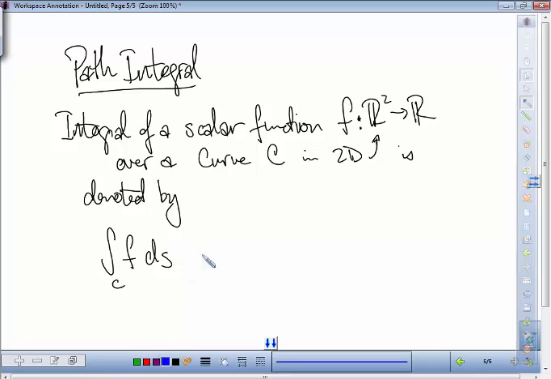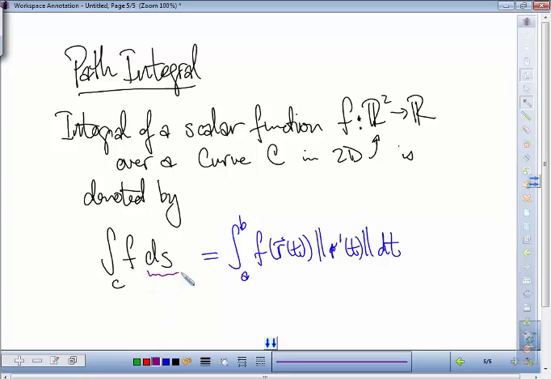And then the working definition, I'll just rewrite what I had earlier: from A to B of f of r of t times r prime of t dt. And so the other bit that I want you guys to make a relation with is the ds differential becomes this r prime.